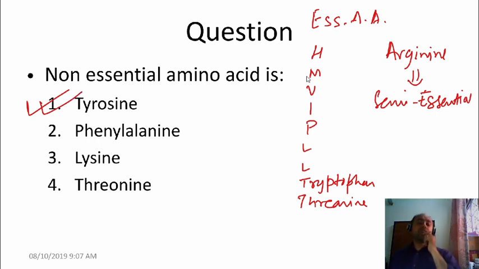Tyrosine can be made from phenylalanine. We had seen previously that tyrosine can be made from phenylalanine, so it cannot be an essential amino acid. It is a non-essential amino acid. It is synthesized in the body. So the non-essential amino acid is tyrosine.